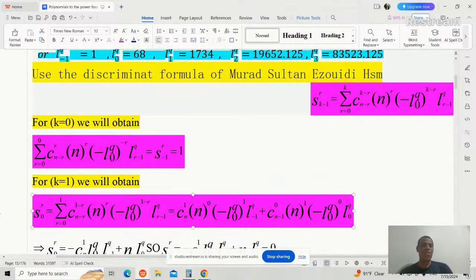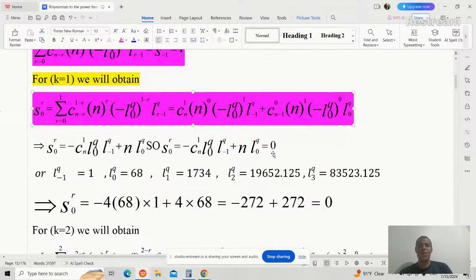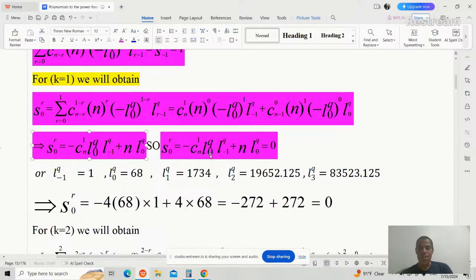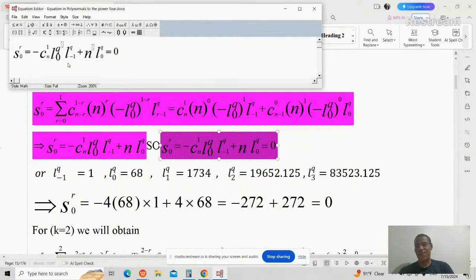Therefore, learners, in this discriminant formula, when k equals 1, you can note that there is something in common, which is that L0 of Q is a common factor. So I will put this outside as a common factor. Okay, I will write it as the following. We said that L0 of Q is called a common factor. I will cut this.